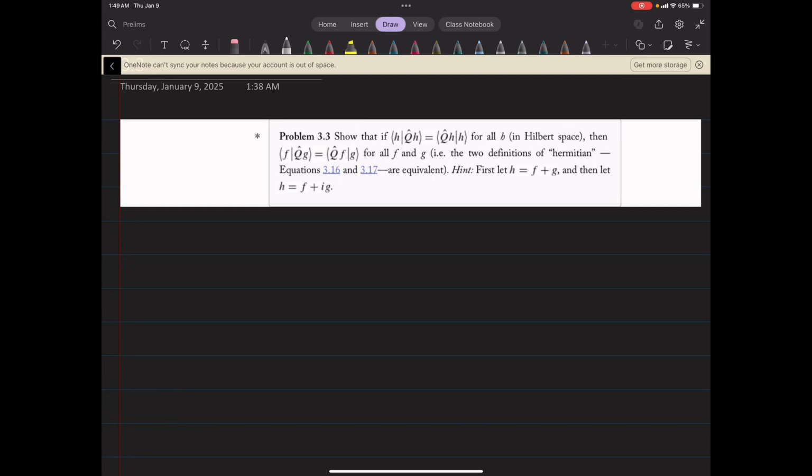So this is problem 3.3 out of Griffiths Quantum Mechanics.